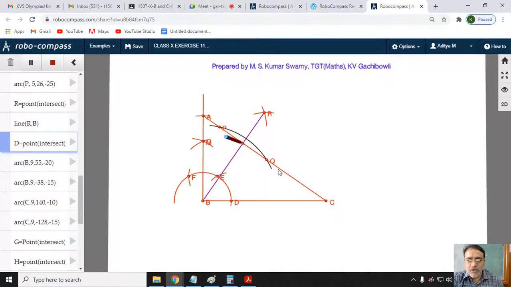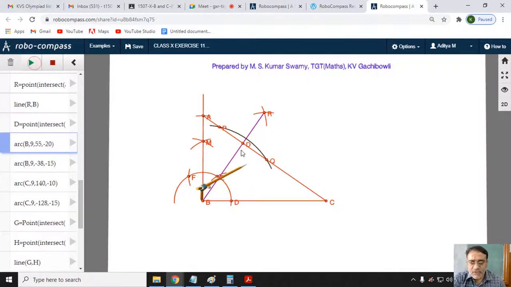Now we have to draw one circle. We have to draw a circle which passes through BDC. Already this angle is 90 degree and we know that angle in a semicircle is 90 degree. So what we will do, we will find the midpoint of BC. Okay, कैसे निकालेंगे? Perpendicular bisector draw करके.